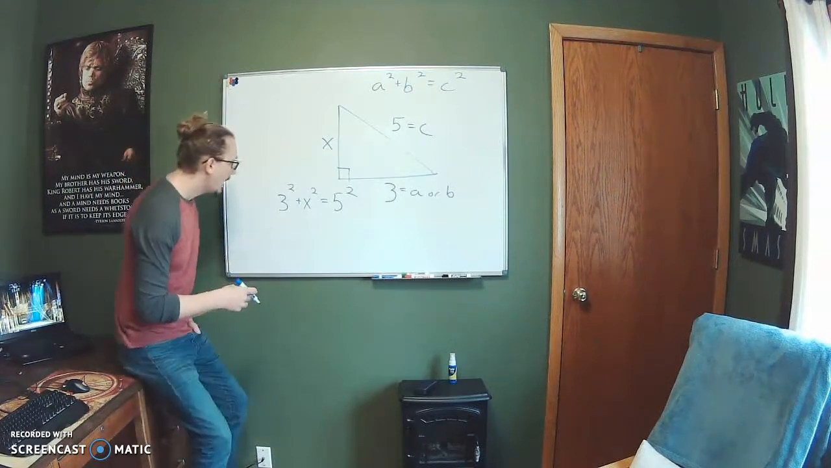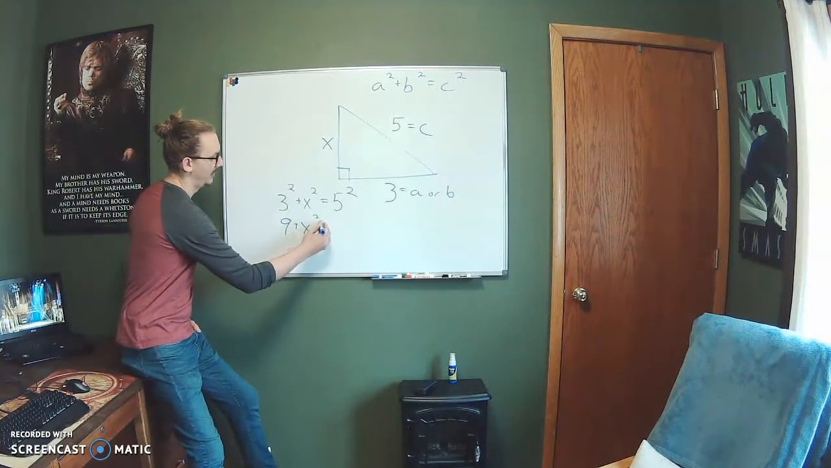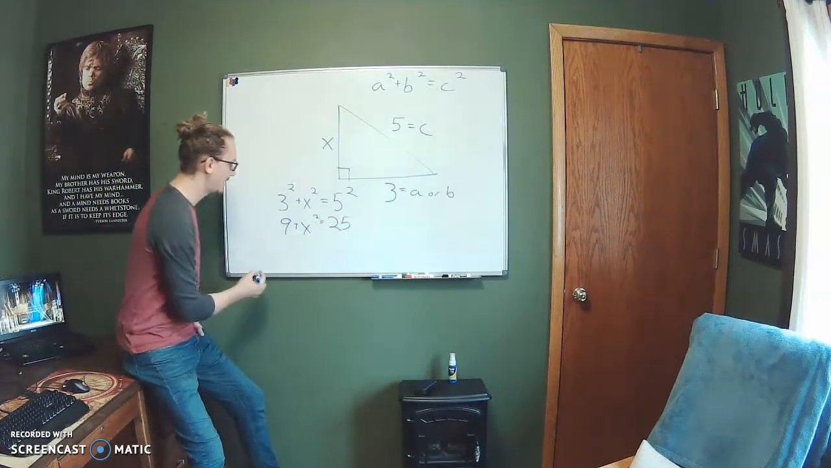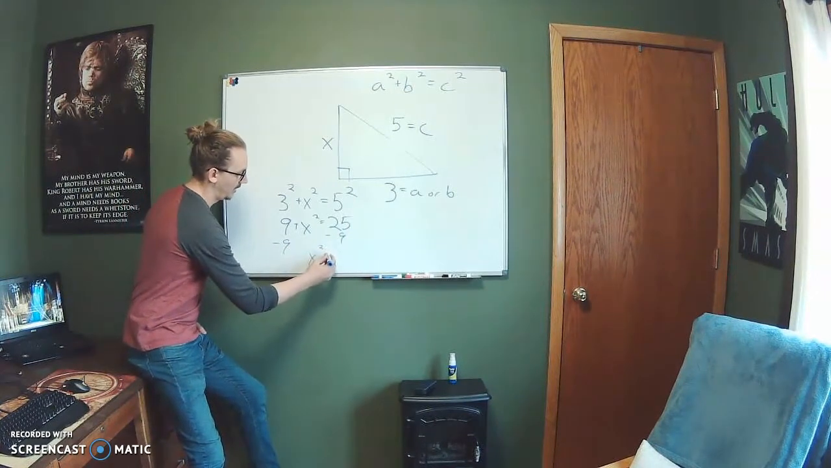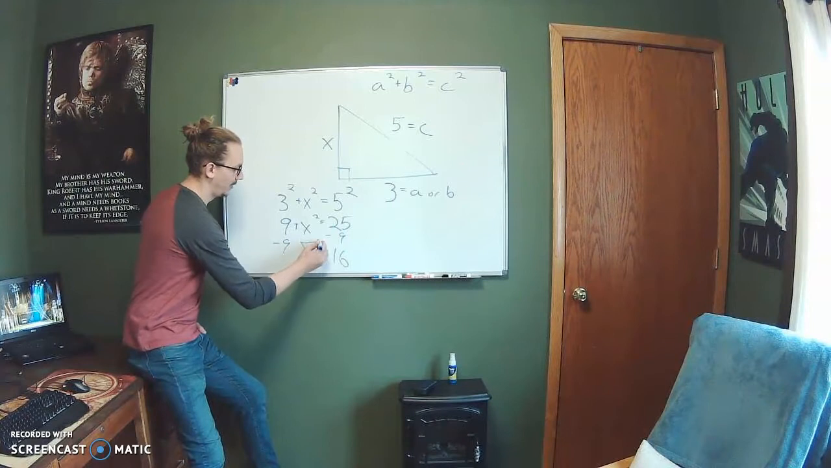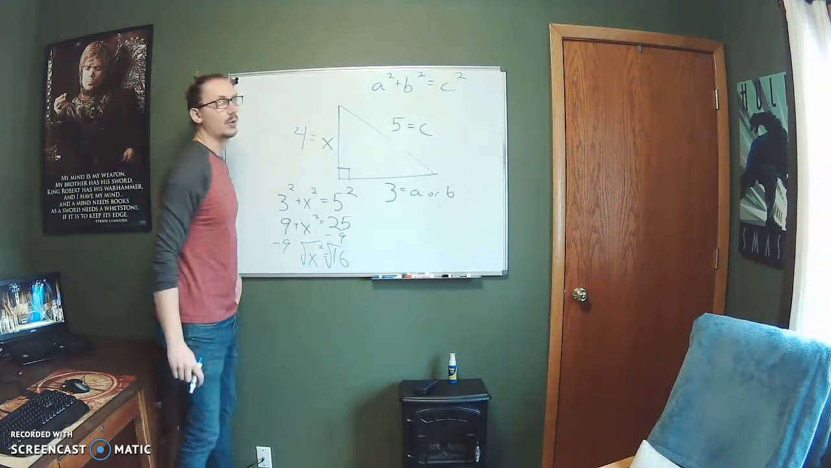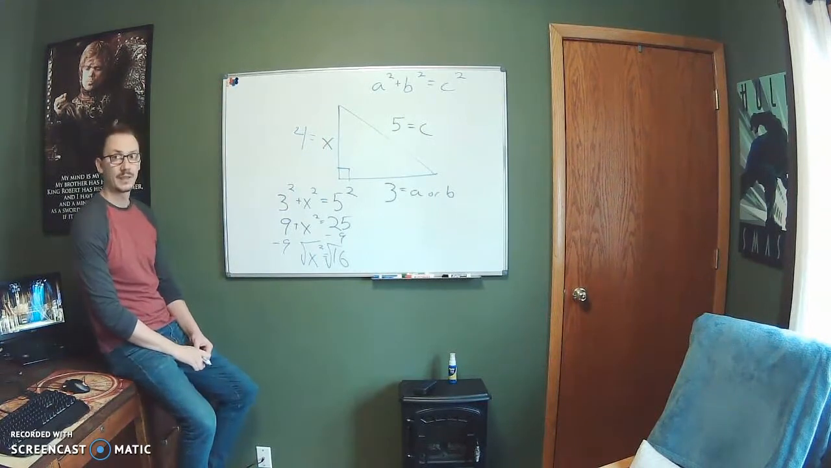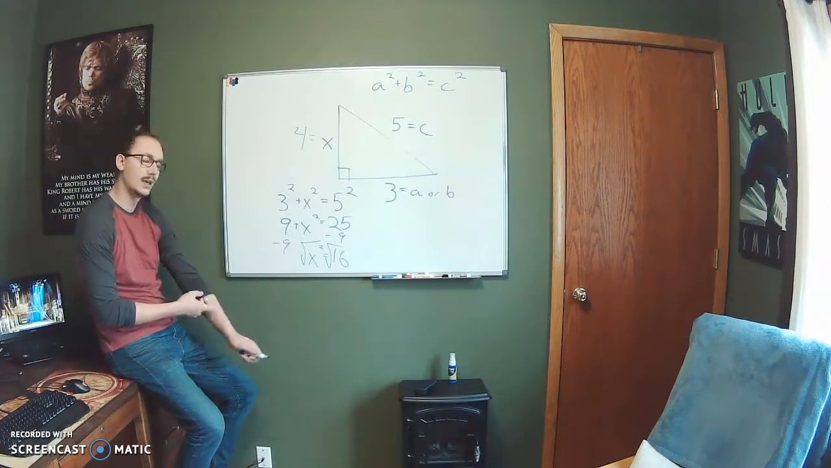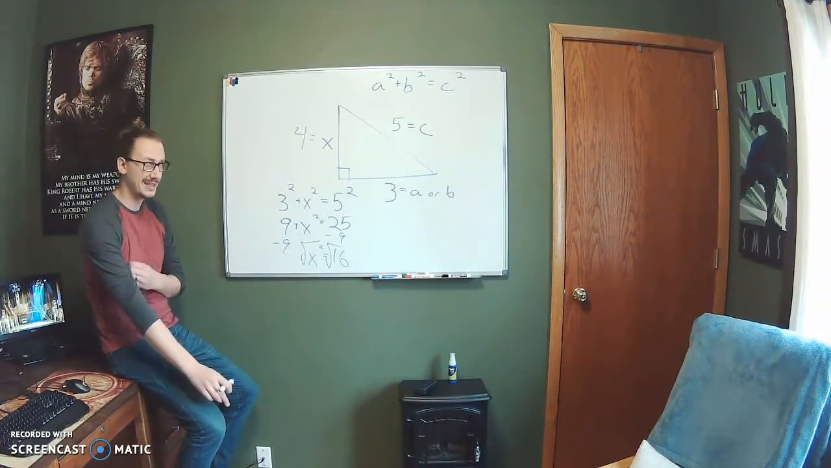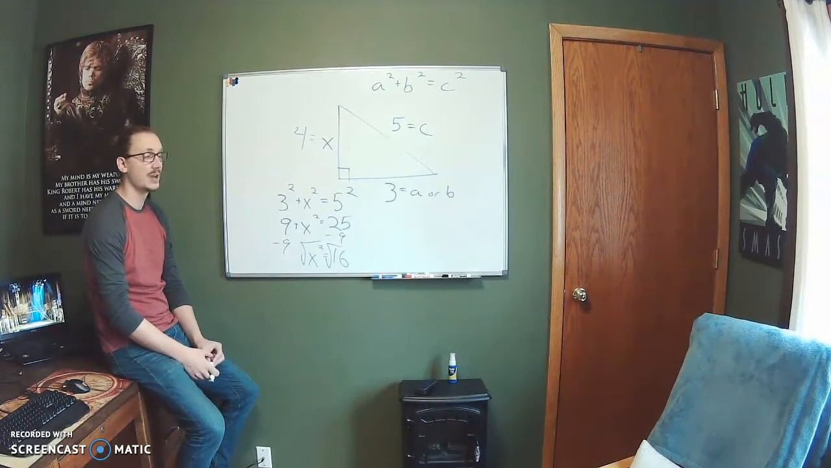Then we'll simplify. 3 squared is 9 plus x squared equals 25. We've got to get our x by itself, so subtract 9, and x squared equals 16. Square root of both sides, and x will equal 4. Just a real quick reminder, when you take the square root of 16 there, it could also be negative 4, but again, measurements are not going to be negative here. So x is 4, we've got a 3, 4, 5 right triangle.